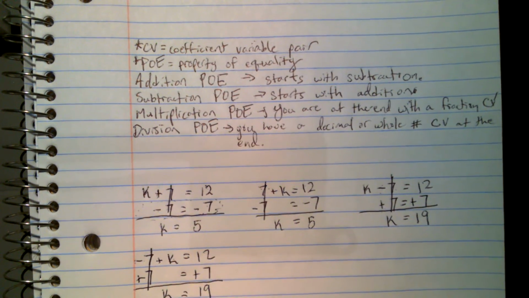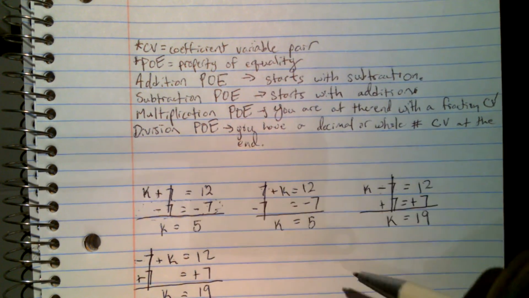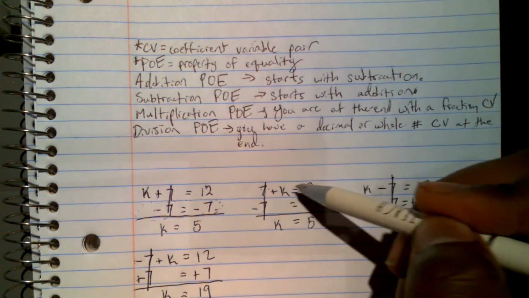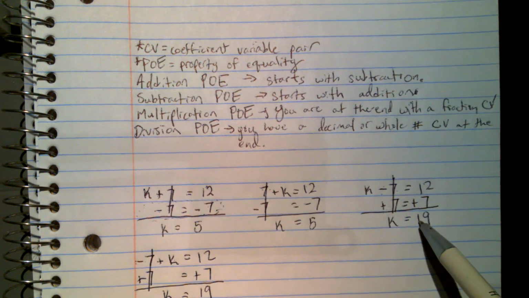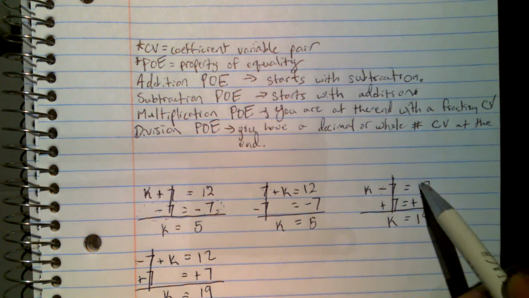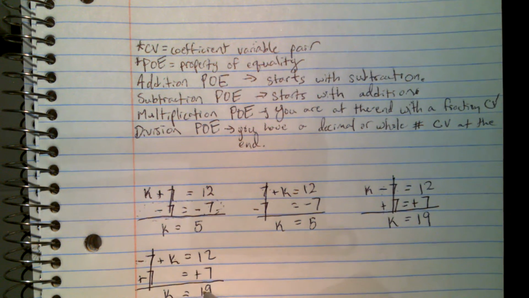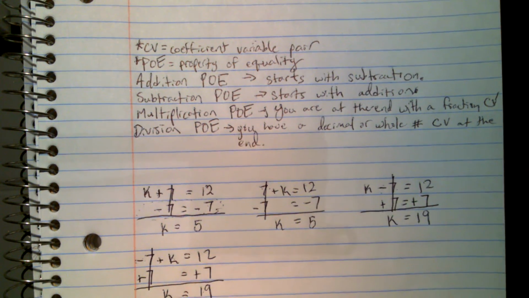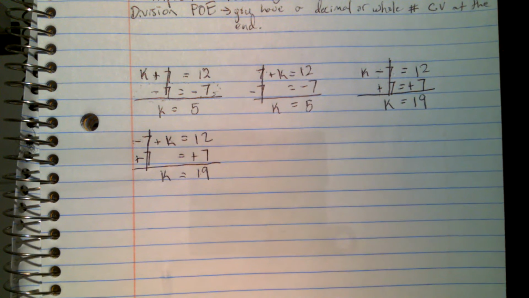Let's go ahead and check. So I said K was equal to 5. 5 plus 7, that's equal to 12. Again, I said K was equal to 5. 7 plus 5, that's equal to 12. Now I say that K is equal to 19. 19 minus 7 is equal to 12. Then I said that K was 19 again. Negative 7 plus 19 is equal to 12. And you can test that out on a calculator and see how that works.